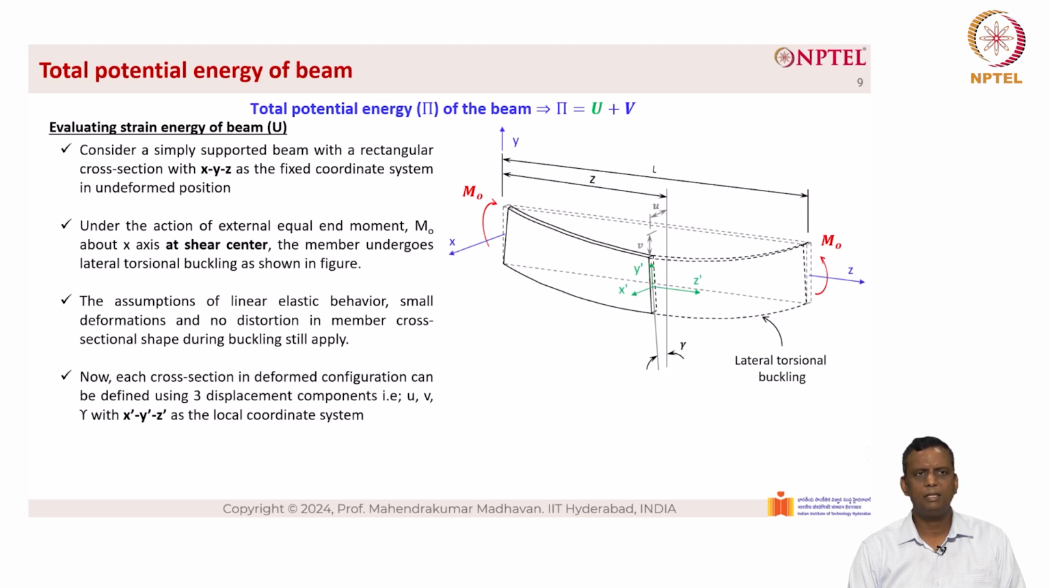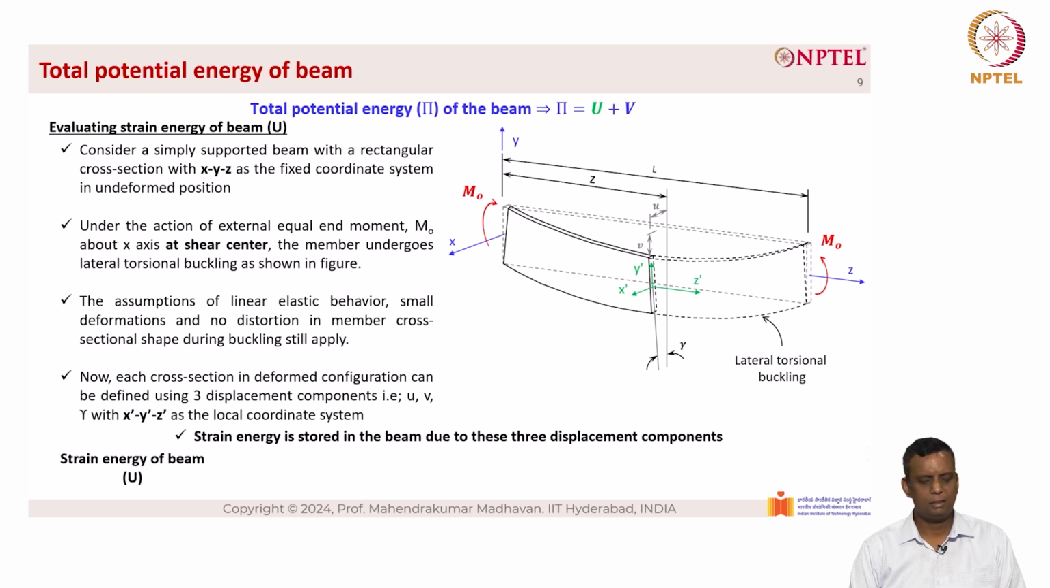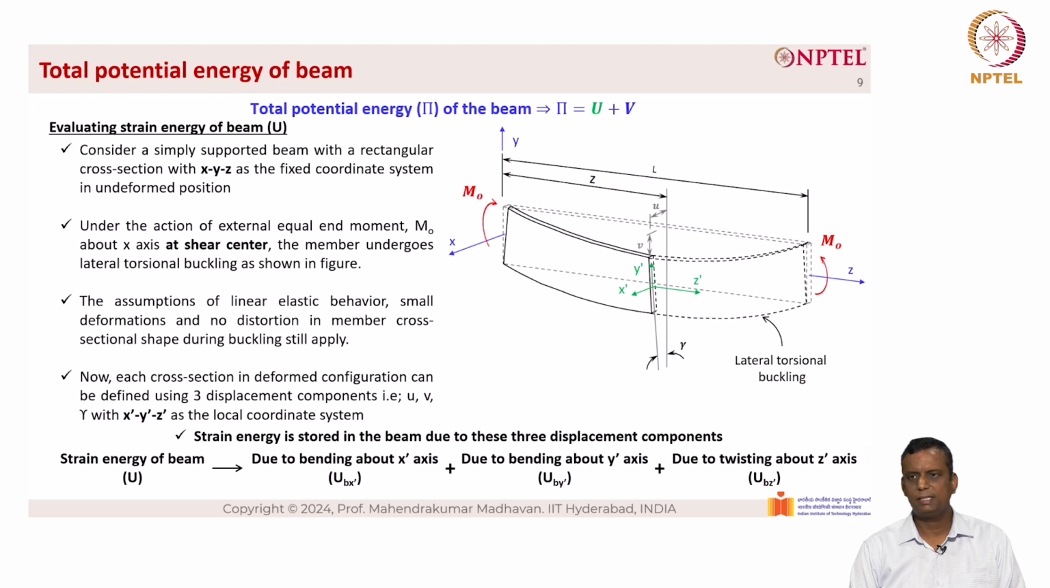The assumptions of linear elastic behavior, small deformations, and no distortion in member cross-sectional shape during buckling still apply. Now, each cross-section in the deformed configuration can be defined by three displacement coordinates, that is u, v, and gamma, with x dash, y dash, z dash as the local coordinate system. Strain energy is stored in the beam due to these three displacement components: strain energy due to bending about the x dash axis, due to bending about the y dash axis, and due to twisting about the z dash axis.